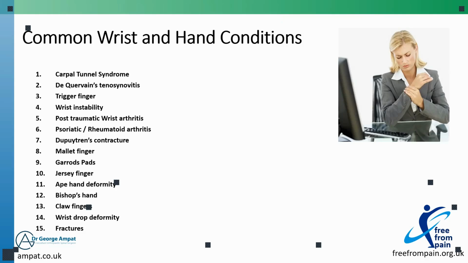So the conditions that we are going to look at are carpal tunnel syndrome, De Quervain tenosynovitis, trigger finger, wrist instability, post-traumatic wrist arthritis, psoriatic or rheumatoid arthritis, Dupuytren's contracture, mallet finger, Garrod's pads, jersey finger, ape hand deformity, bishop's hand, claw fingers, wrist drop deformity, and a little bit on fractures also.